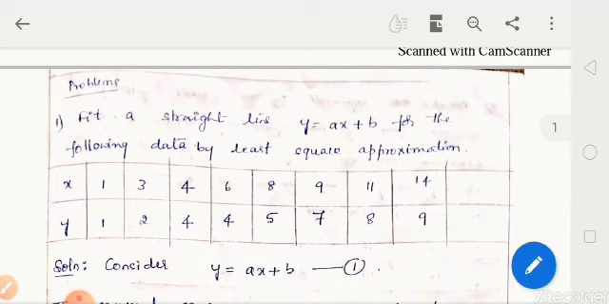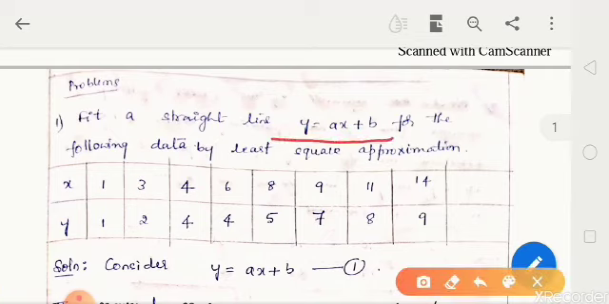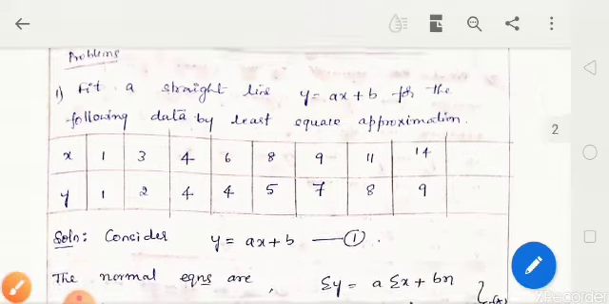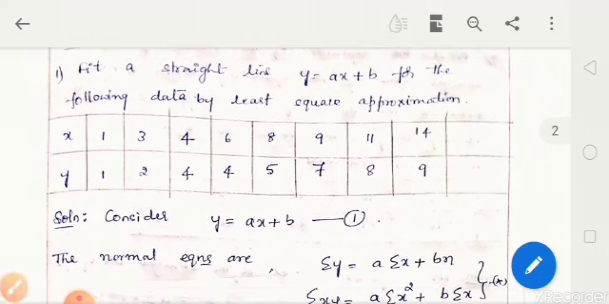Question is, fit a straight line y equal to ax plus b for the following data by least square approximation. Values of x and y are given. X values 1, 3, 4, 6, 8, 9, 11, 14 and corresponding y values 1, 2, 4, 4, 5, 7, 8, 9. Let's see how to fit a straight line.